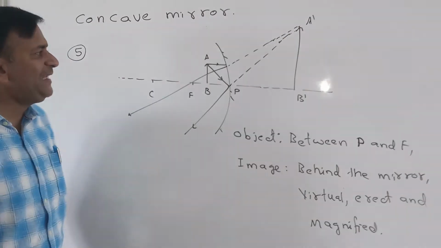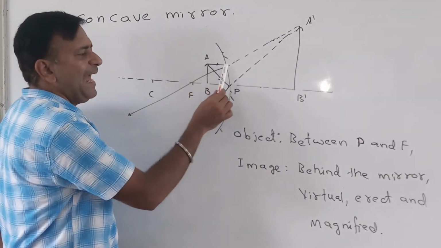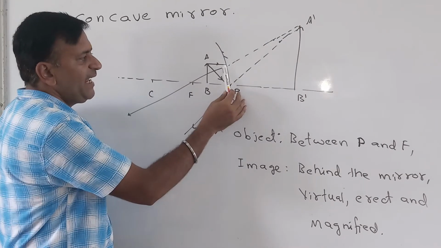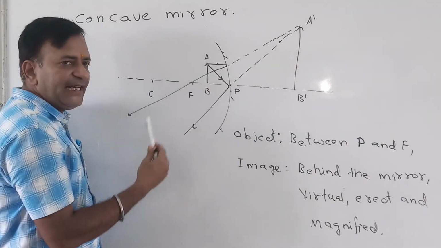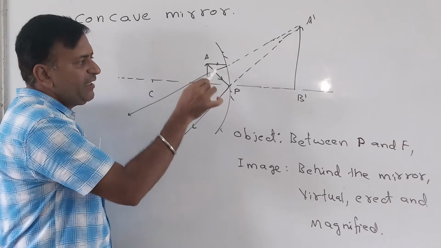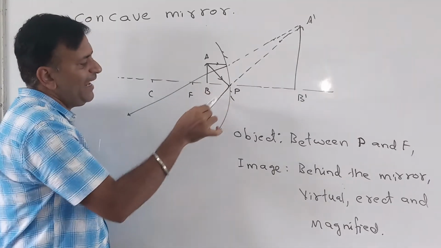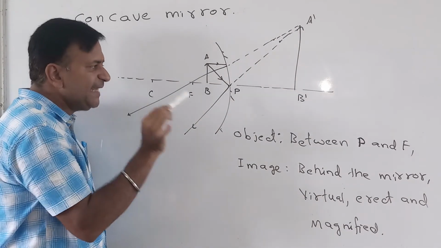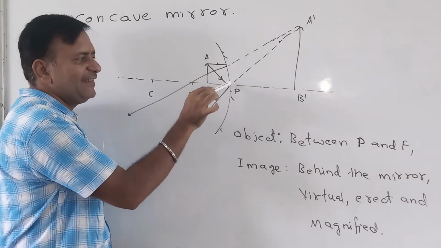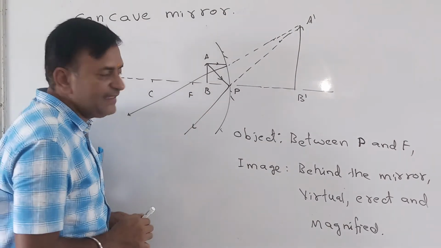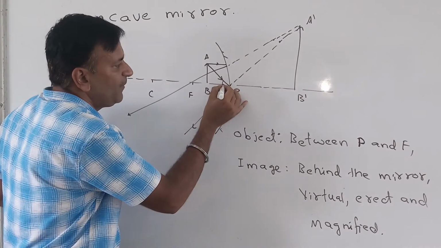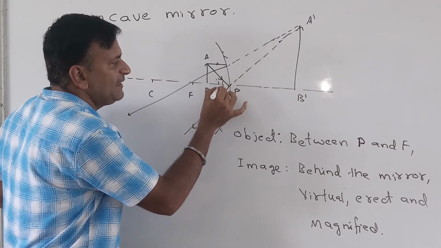One ray of light parallel to principal axis, after reflection passes through the focus. Another ray of light going towards the pole and reflected from there. Now you understand how I have traced this reflected ray. Angle of incidence is equal to angle of reflection. This is angle I, this is angle R.